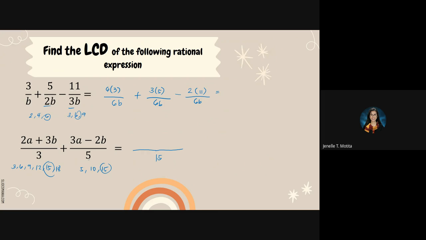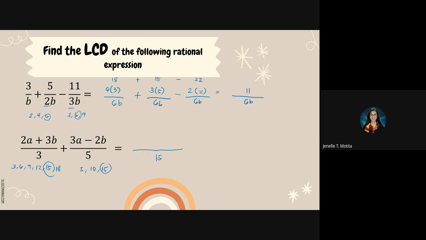Now you are dealing with a rational expression with the same denominator. So simply copy your denominator. You will have 6b and then proceed with evaluating your numerator. 6 times 3, that's 18. So you will have 18 plus 3 times 5, that's 15, minus 2 times 11, that's 22. So 18 plus 15 minus 22, that is 11.